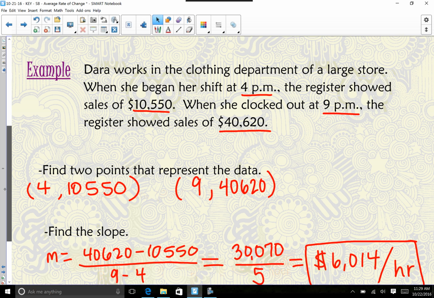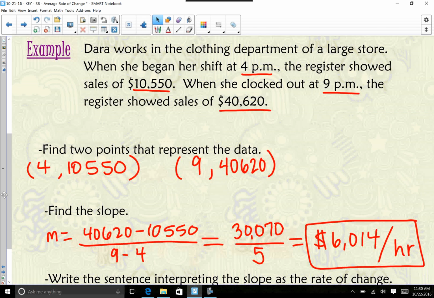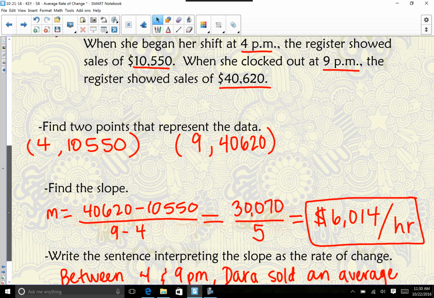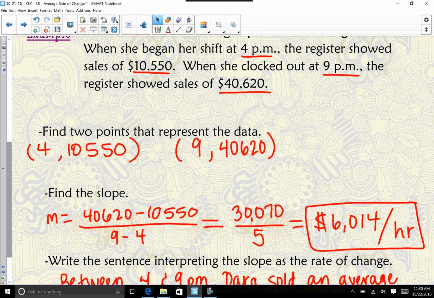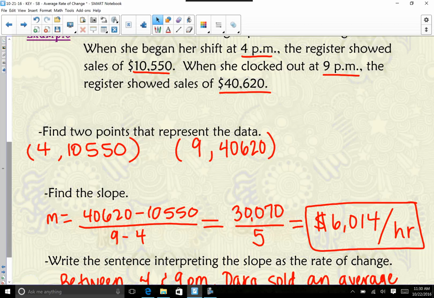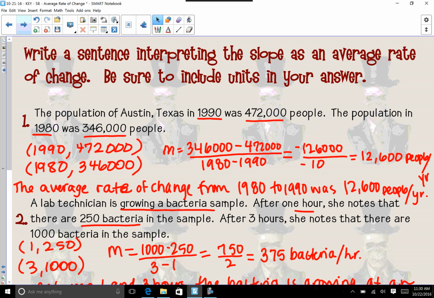So here's our first example with Dara. We use the information to write our ordered pairs. So if you need to pause the video, if you missed some of this, at 4 p.m. her sales were at 10,550, and at 9 p.m. her sales were at 40,620, and we created two ordered pairs using that information. Okay, so here's the rest of that. If you need to pause the video, do so now.